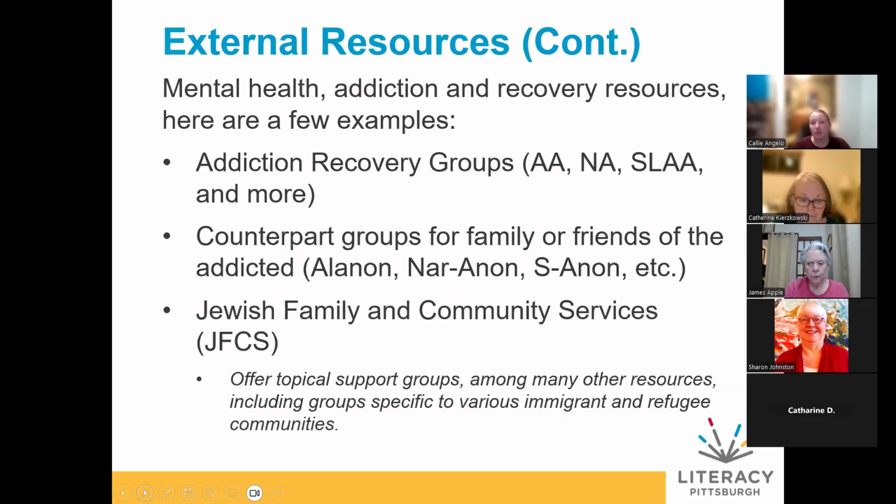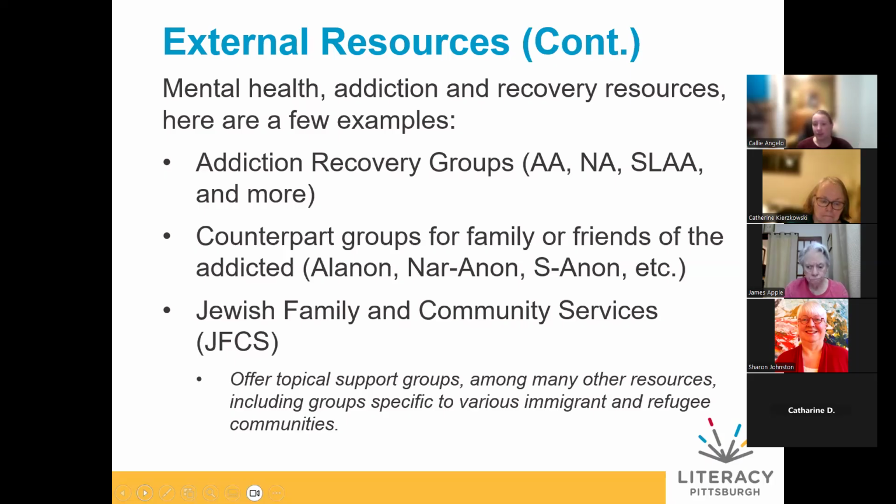For mental health, addiction, and recovery resources, there are many groups throughout the Pittsburgh area. For addiction recovery, there are active Alcoholics Anonymous groups, Narcotics Anonymous groups, Sex and Love Addicts Anonymous groups, and I'm sure many, many more that I'm not aware of. There are also counterpart groups that are specific to the family members of people in active addiction or recovered addicts. Those would be Al-Anon, Nar-Anon, S-Anon, and I'm sure there are equivalent groups as well.